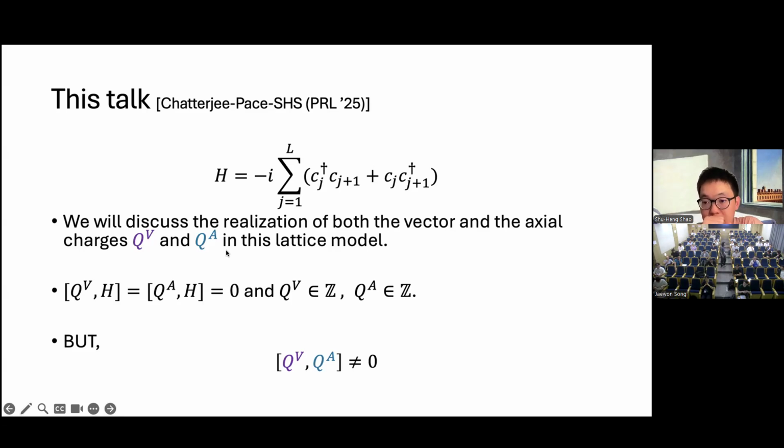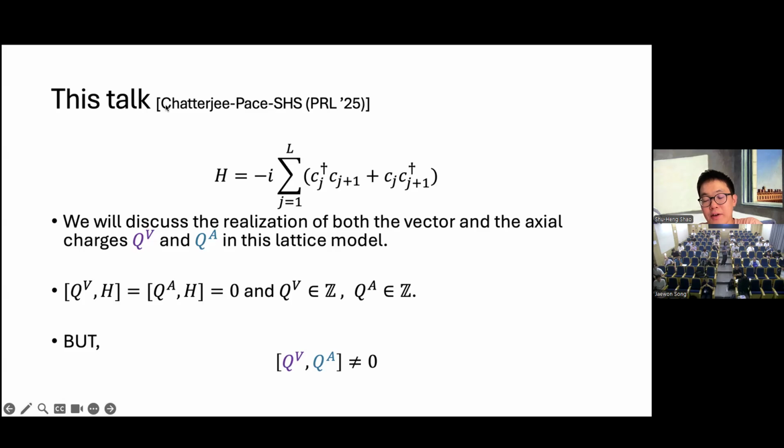So maybe can you tell us in advance what's the quantity appearing on the right-hand side of that commutator? I'm going to write it down explicitly. It's going to be some operator that's quadratic in the fermion.